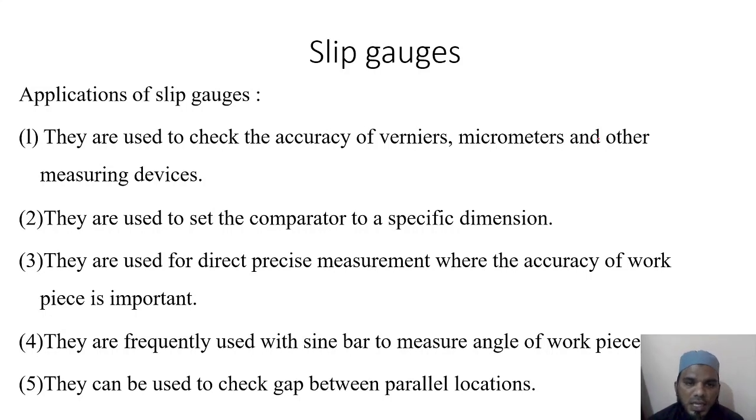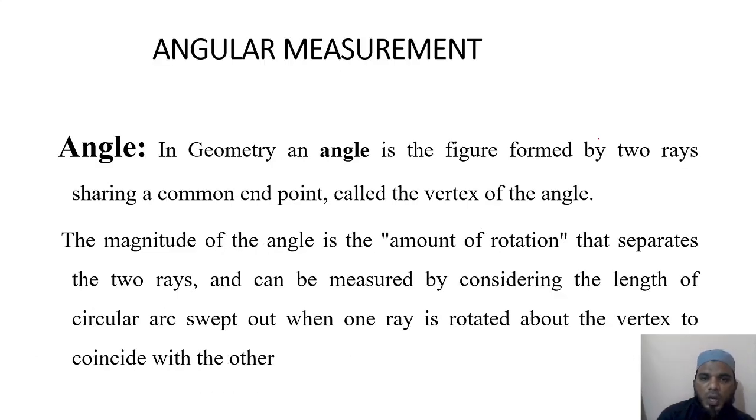They are used to set the comparator to specific dimensions. Once the dimensions have been obtained, we can compare them by using slip gauges. They are used for direct precise measurement where accuracy of the workpiece is important. These are generally used where accuracy plays a vital role, where even a small change of 0.01 will lead to failure of the object. In such cases, most of the time you will go for slip gauges. They can also be used to check gaps between parallel locations.